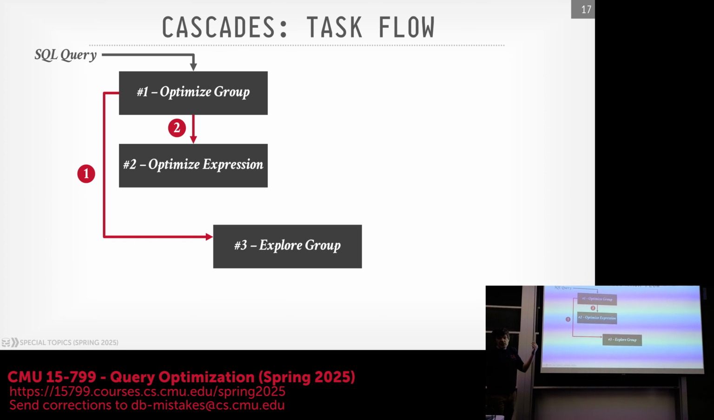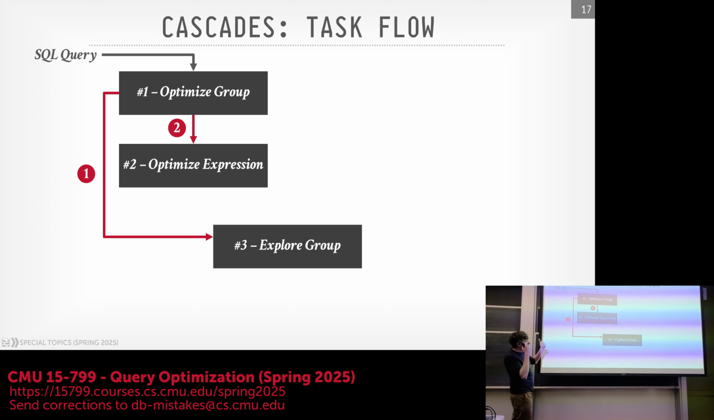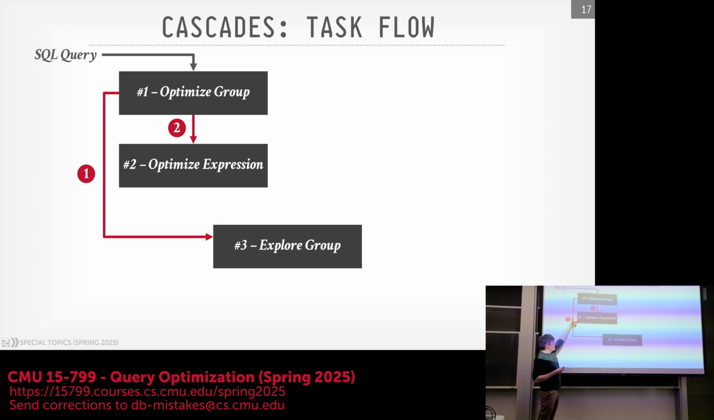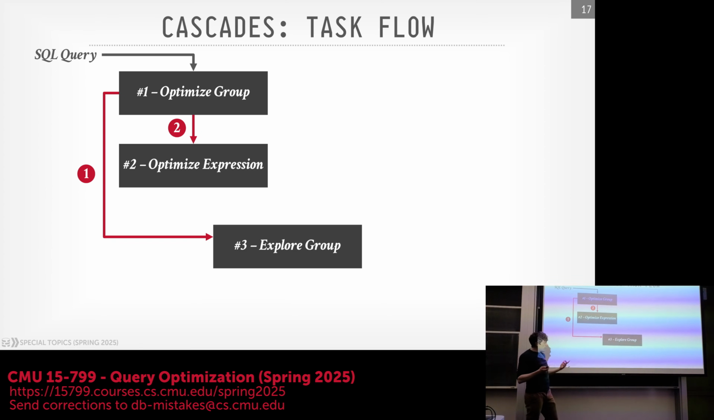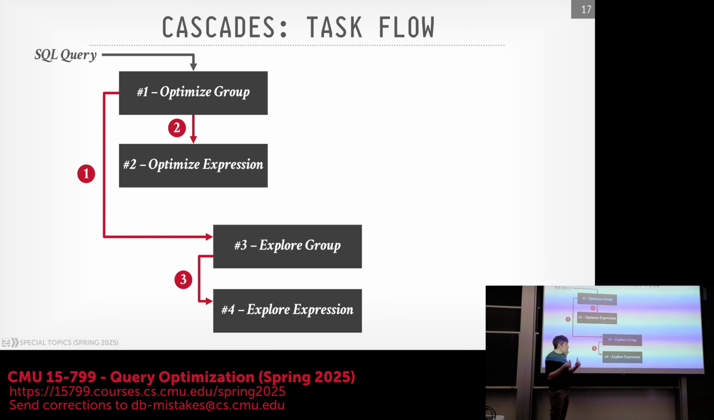Like if it's select star from table without any predicates, or select one, something really simple, then you don't need to traverse down. You would immediately call this and generate all the physical expressions you need. And then explore group is going to do more expansion, creating more expressions within my group, and I want to explore those and expand out the logical expressions within my group.